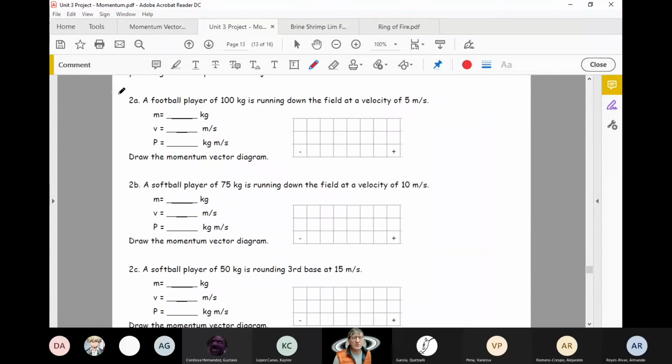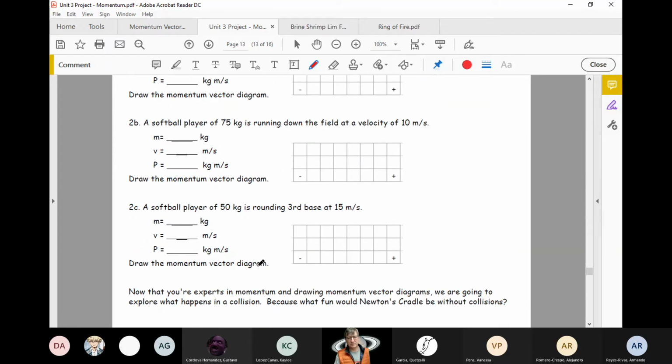So 2A, we have a football player. He's 100 kilograms. He's running at 5 meters per second. You're going to find his momentum and draw the diagram to represent his motion. Then you have a softball player, 75 kilograms, another softball player of 50 kilograms. So notice that they're all different masses, and so we should be able to see in your diagrams that they're different masses. They're also moving at different velocities. When you calculate their momentums, your arrows need to match their momentums. Okay?